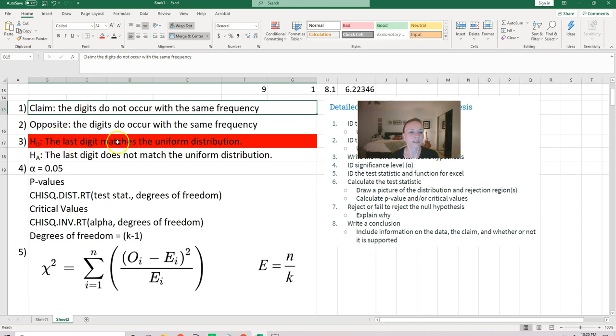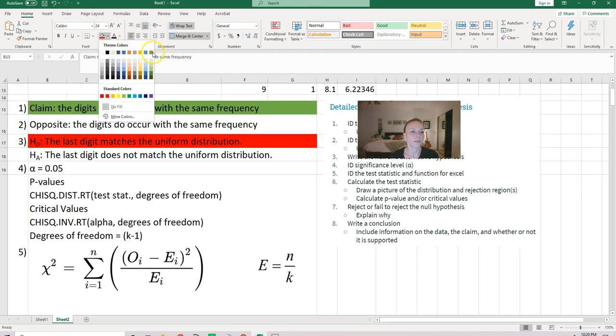So let's see. The last digit matches the uniform distribution. Or in other words, the last digits are all the same, or occur with the same frequency. Their claim is the digits do not occur with the same frequency. So I'm going to turn that green because I do support that. It's the opposite of the thing I rejected.